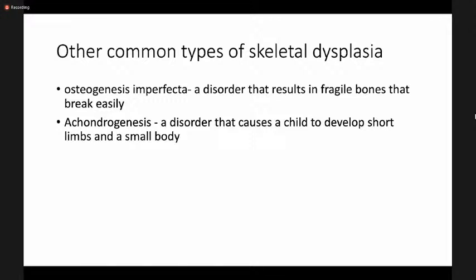So the first one I mentioned, that is achondroplasia, and then osteogenesis imperfecta. These are the two conditions that we're going to discuss a little more because they are the ones which are more common and they're the ones we come across. Achondrogenesis is a disorder that causes a child to develop short limbs and a very small body.